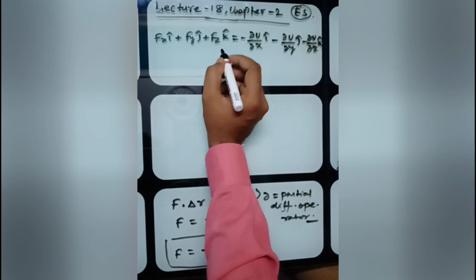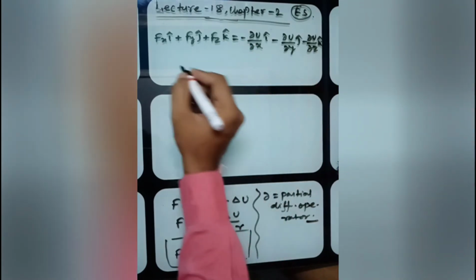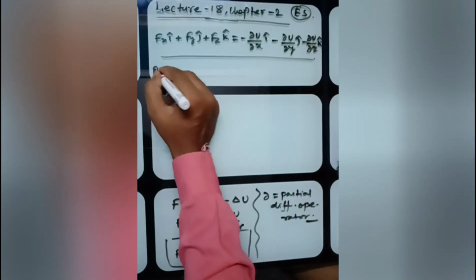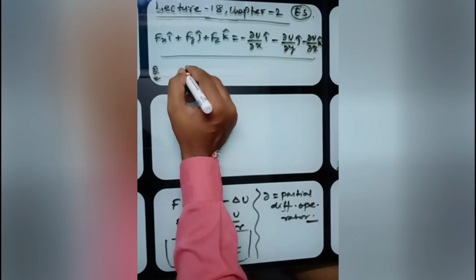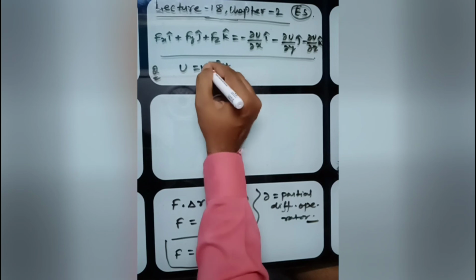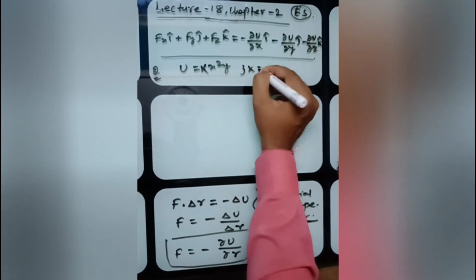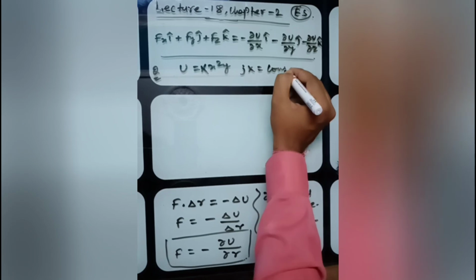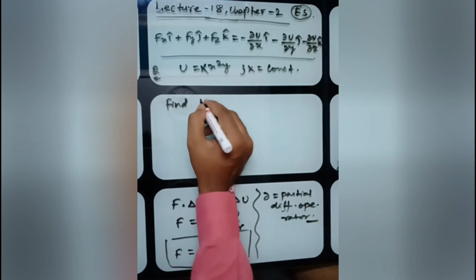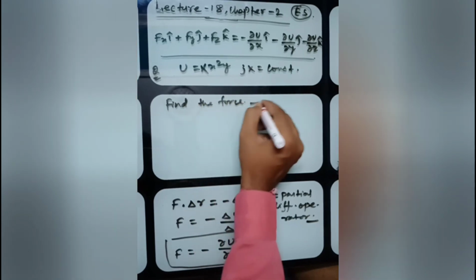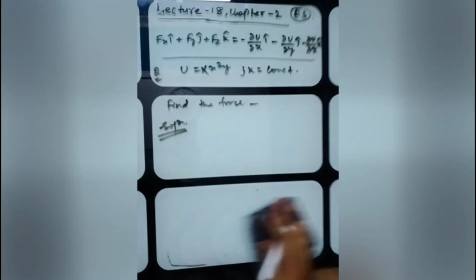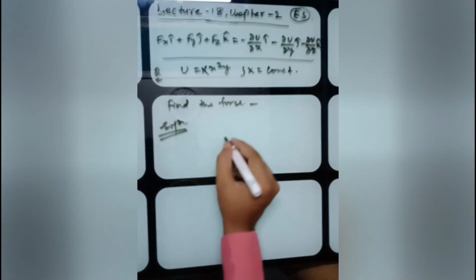If you are finding the force from the potential energy, I am discussing a very quick, very simple example here. Suppose the potential energy is given as k x square y, where k is any positive constant, and you have to find the force. The question is to find the force. Okay students, how will you solve it? We are solving one question very quickly. Next class we will start from here.